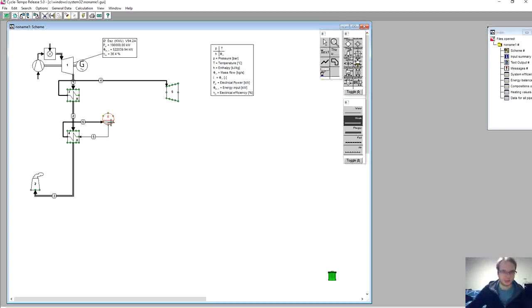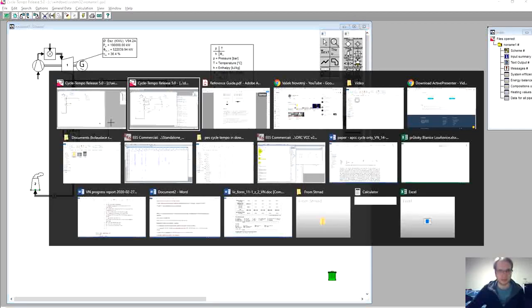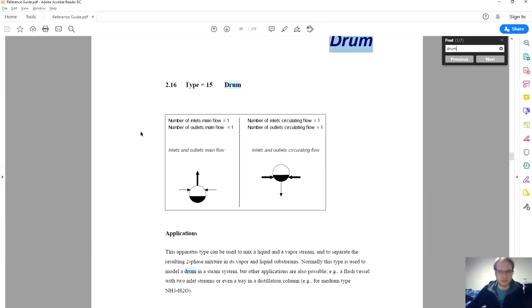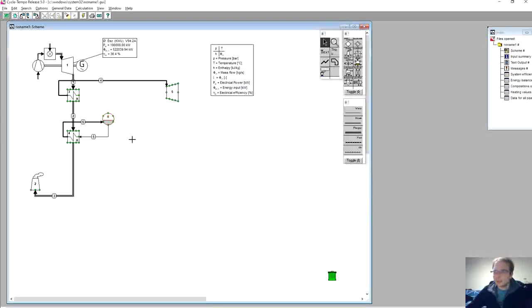Make sure to connect the ports of the drum correctly, because as you can see in the reference guide where we search for the drum, we have the inlets and outlets of the main flow in the upper part of the drum, while the inlets and outlets of the circulating flow are at the lower part of the drum. So that's our circulating flow, getting the steam, our saturated steam, in our system. The steam is connected to the superheater.